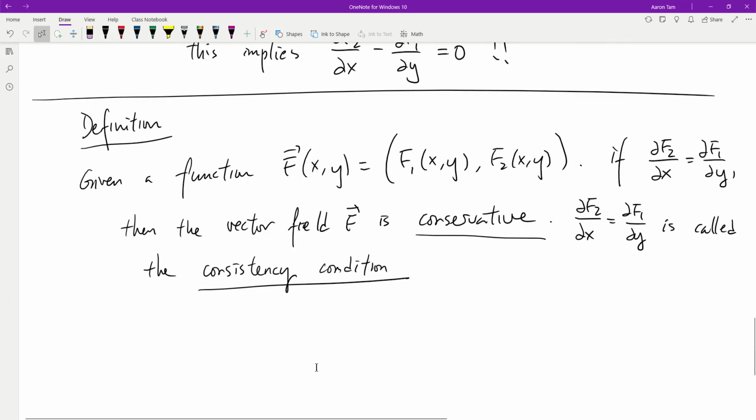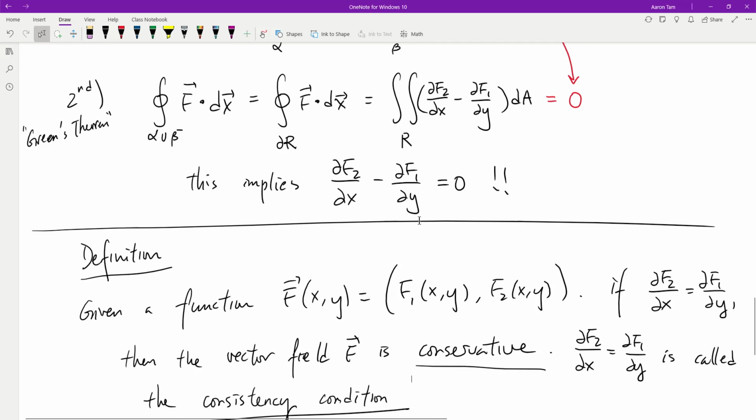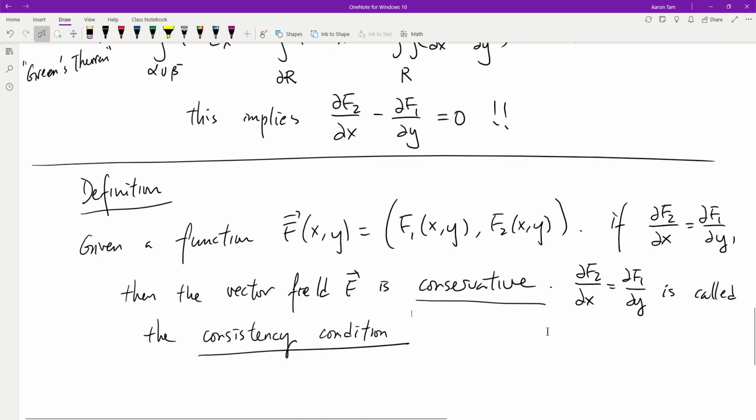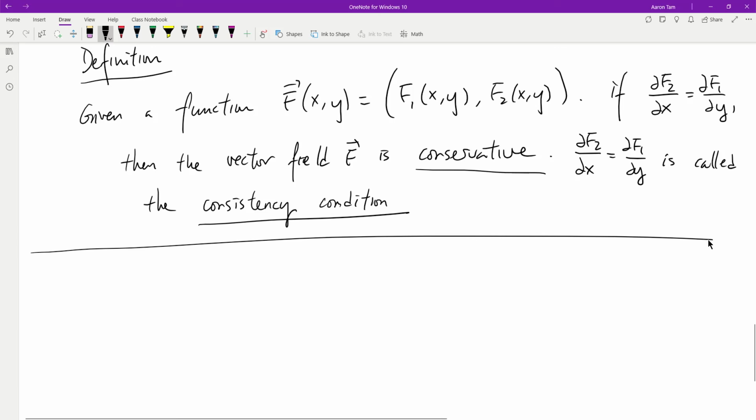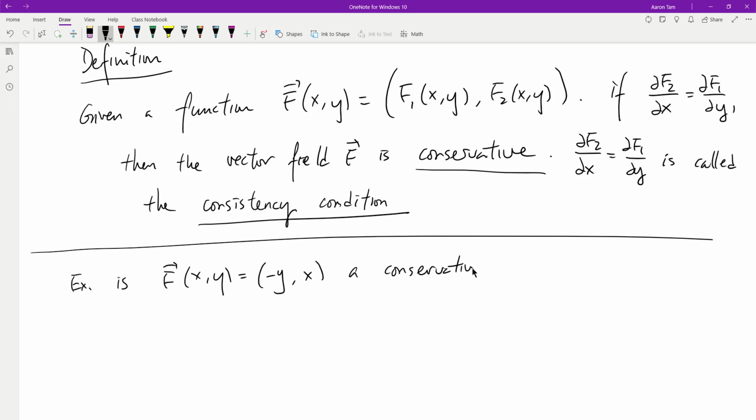So when a vector field f satisfies the consistency condition, then it must be a conservative vector field. Sometimes the consistency condition can be rewritten as what you see right here, but it's usually easier to just move the df1 over dy to the other side and test whether you have an equality between these two partial derivatives. Now, I'll show you a very simple example to illustrate, and that might be the last one we're going to talk about today, and then we'll continue on our second question in the next video. Is vector f of x, y equal to negative y, x a conservative field?